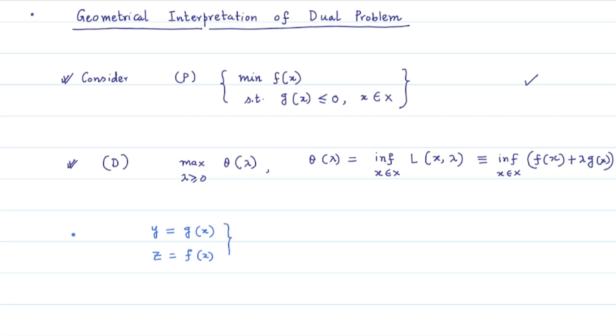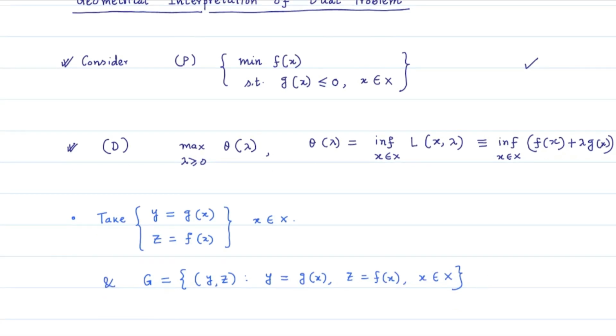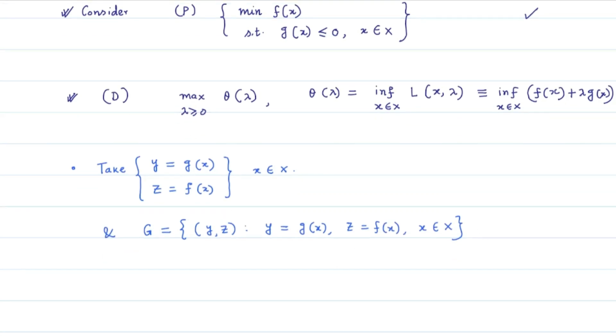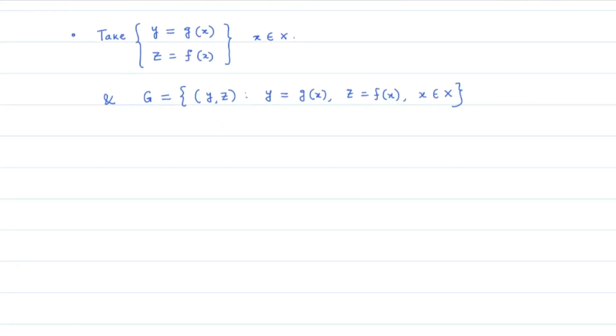You consider these two new variables where small x belonging to capital X. Now consider a set, say capital G, which is the set of all points (y, z), where y is equal to g(x), z is equal to f(x), small x belonging to capital X. We notice that geometrically this set capital G identifies a region as follows.